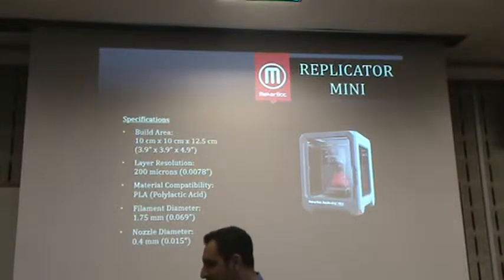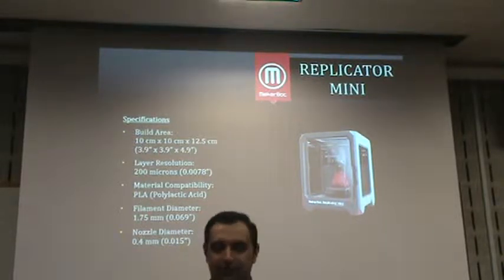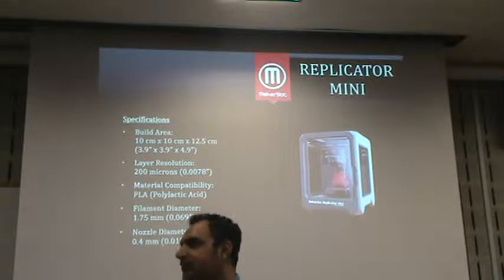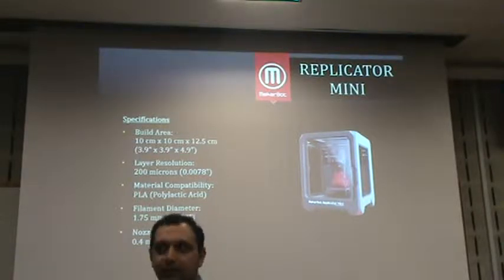Also, depending on the program, you need to specify the color. Even though you have two extruders, you need to specify in your STL file which extruder prints which part.